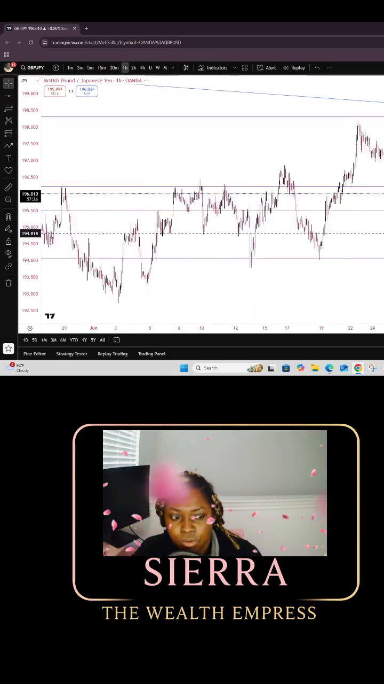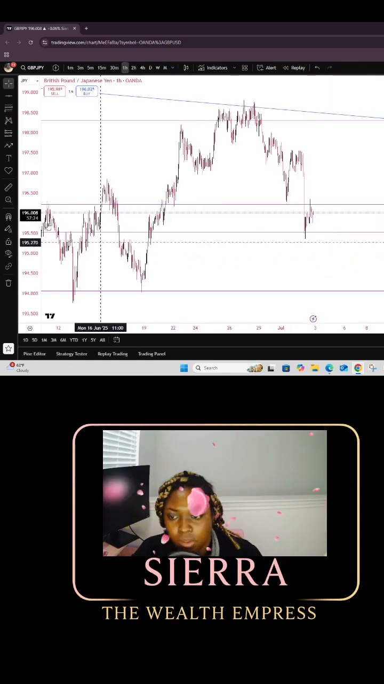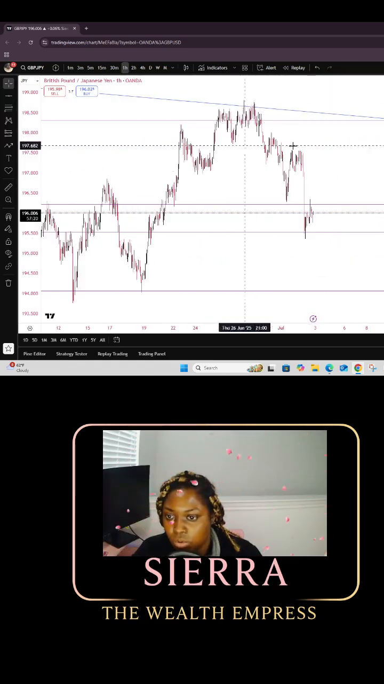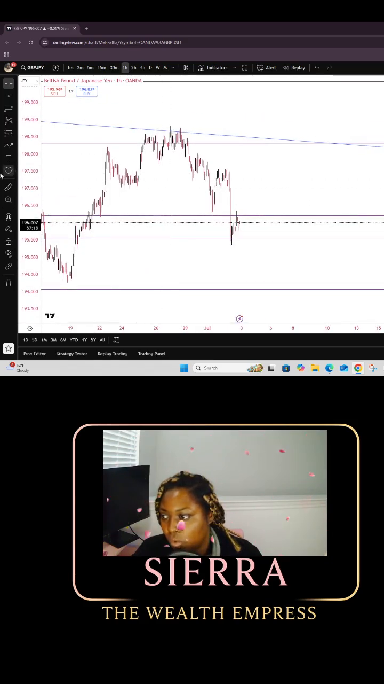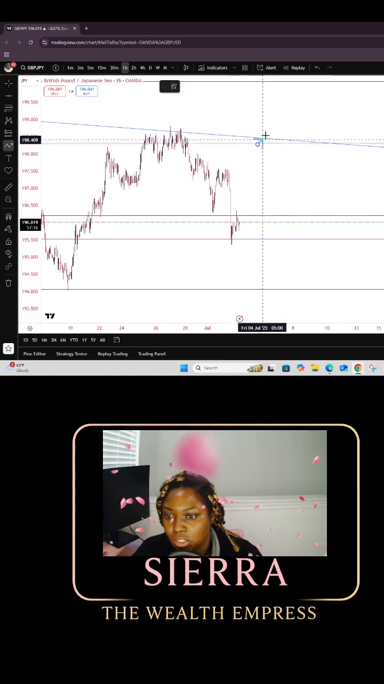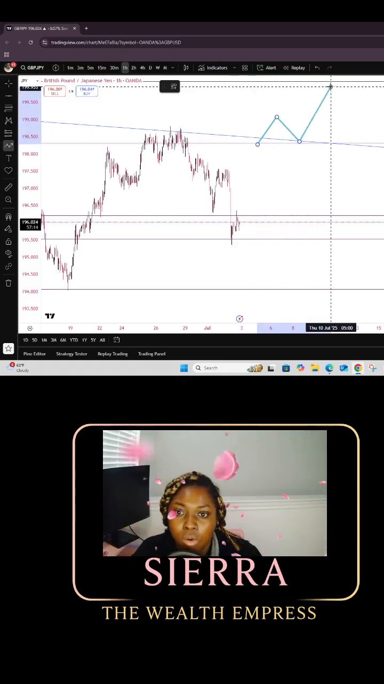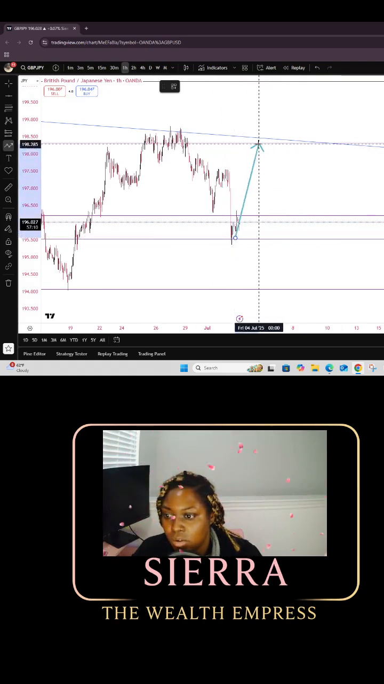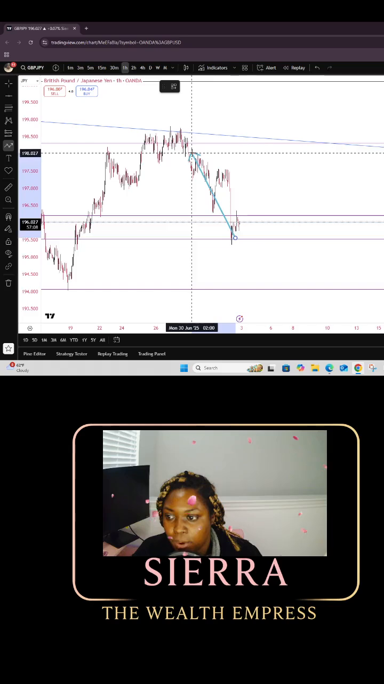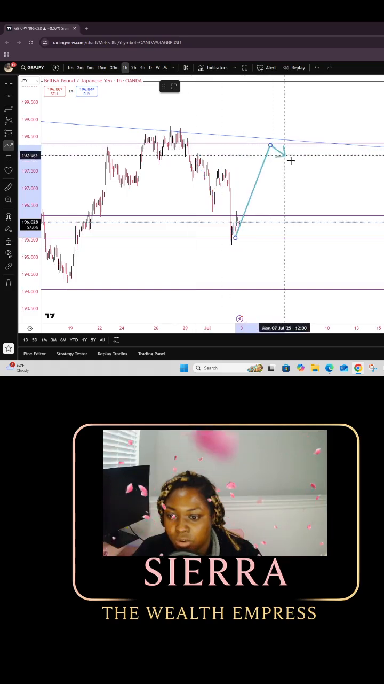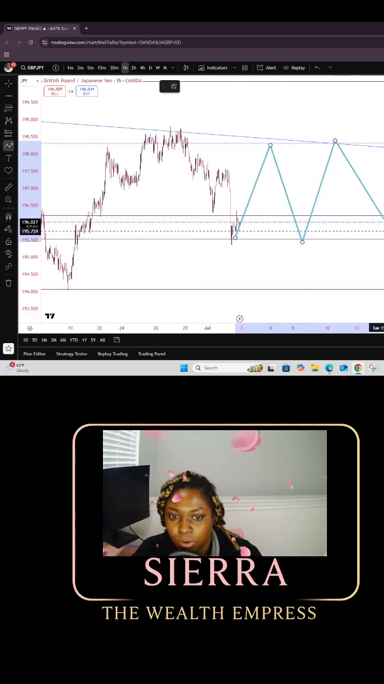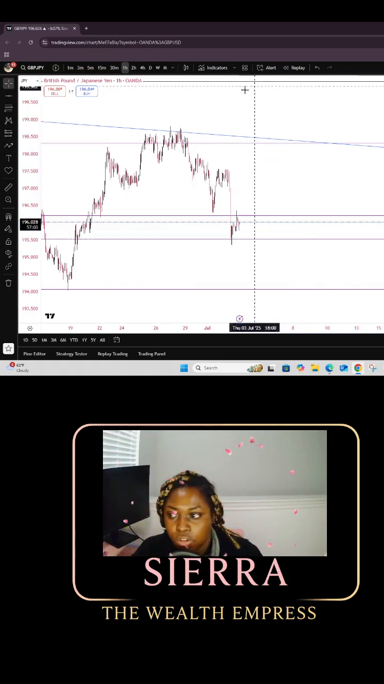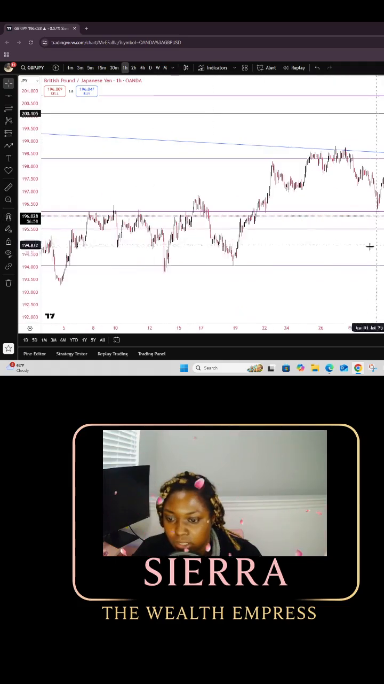So for now, I may just take it back up to the zone and then wait to see if price is going to break this, because I don't know if price is going to break it. It could come back to the zone, and then there's another fair value gap right here. It could come back to the zone and then drop again and just play around in this area until it finally breaks out. So I think I'm just going to take it back to the zone.